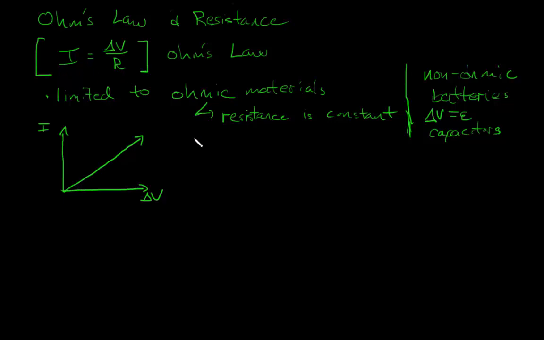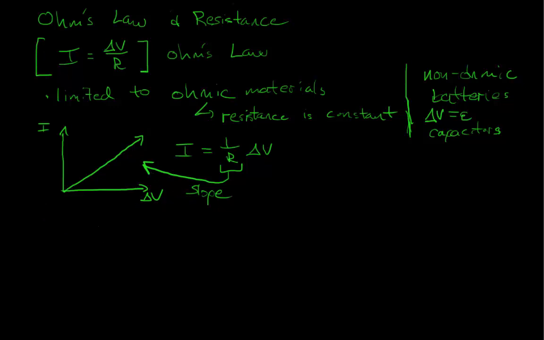And so if I break the R out in the front, I get I is 1 over R times the potential difference. So the 1 over R is the slope of this line. So we could just find the slope and then take the inverse, and that would be my resistance. We'll practice using it a little bit.